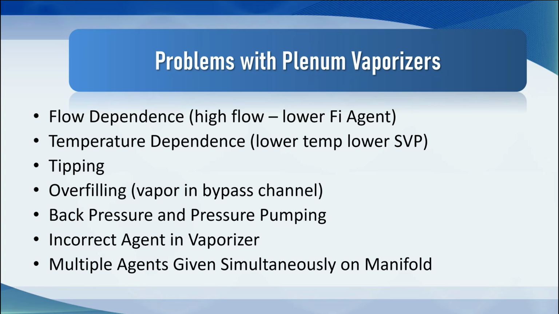The other problems with plenum vaporizers are back pressure and pressure pumping. This occurs during intermittent positive pressure ventilation, and it can transiently reduce vaporizer output by altering pressure gradients within the vaporizer. The agent that is put into the vaporizer may be incorrect. That is really problematic. That's like putting diesel into a petrol engine. And finally, multiple agents could be given simultaneously on the manifold if they were all turned on.